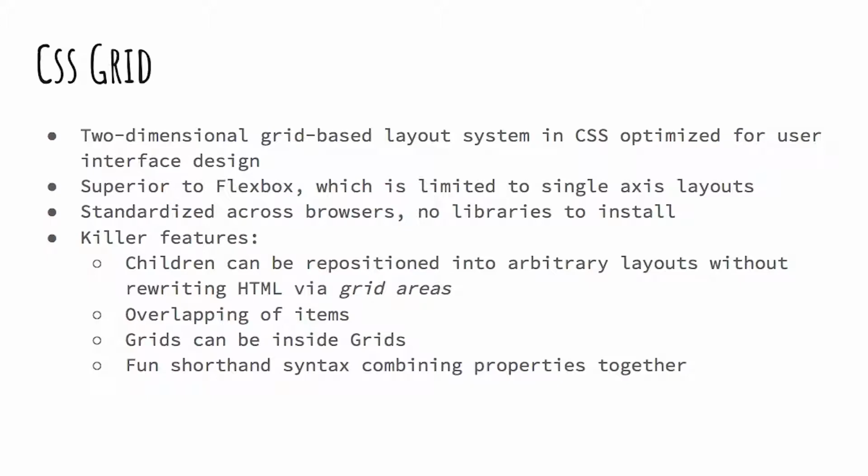The killer features of CSS Grid: the ability to define grid areas that can reposition child elements without rewriting HTML. This saves time and space of having to generate different HTML if you want your site to appear differently on mobile devices, for example. Items can be positioned independently and overlap in the Z-axis. Grids can be declared inside of grids, and most of the properties can be declared with other properties, creating fun shorthand syntax that you could create grids even quicker with.